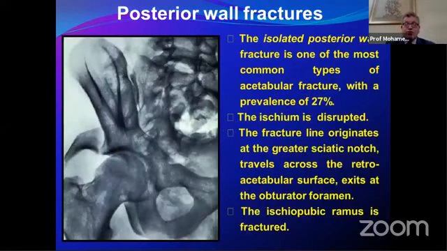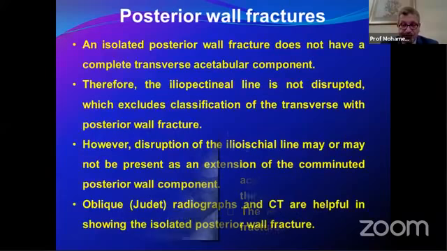The posterior wall fractures. The isolated posterior wall fracture is one of the most common types of acetabular fracture, with a prevalence of about 27%. The ischium is disrupted. The fracture line originates at the greater sciatic notch, travels across the retroacetabular surface, and exits at the obturator foramen. The ischiopubic ramus is fractured.